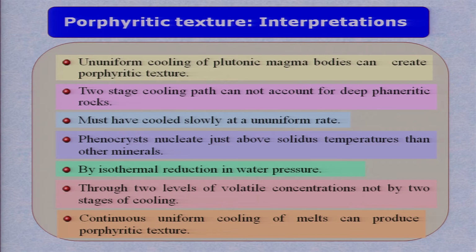The last one is continuous uniform cooling of the melt can produce porphyritic textures. So, these are the interpretations. If you see porphyritic texture in any unknown igneous rock, these may be the reasons accountable for their formation.